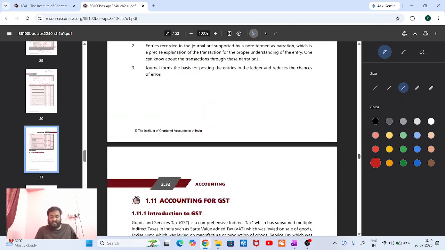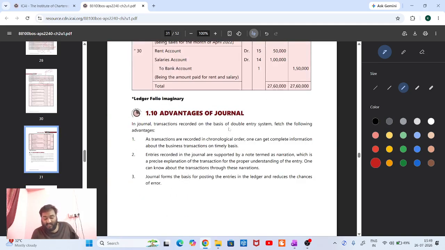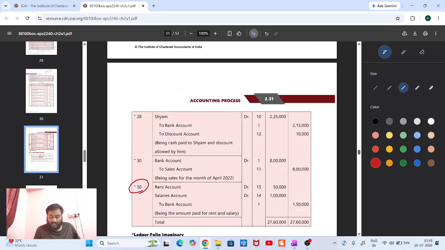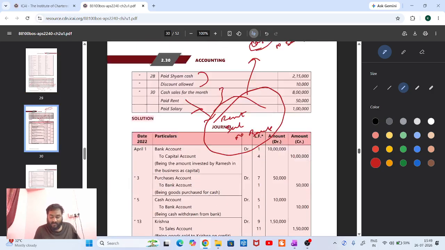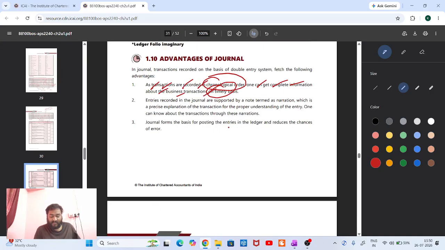Basically, there are certain advantages of doing all this. As transactions are recorded in chronological order, date wise, one can get complete information about business transactions on a timely basis. So even if you want to find out what happened on the 20th, we can find out. That is one benefit. Journal entries are the basis for posting entries in the ledger accounts and reduce the chances of error.